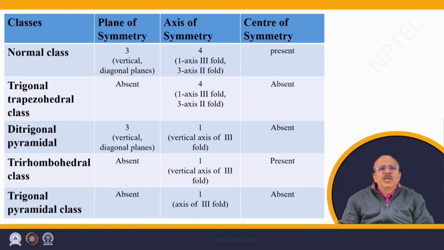Whereas in trigonal pyramidal class, the plane of symmetry is absent, the axis of symmetry is 1 and the center of symmetry is absent. So this is the details about the different classes of the trigonal division.